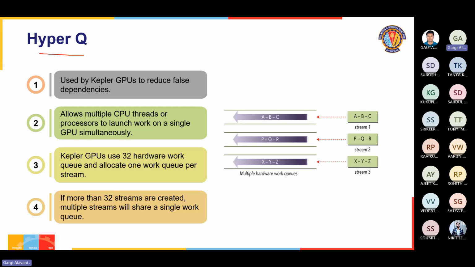So Kepler GPU has 32 hardware work queues and could allocate one work queue per stream. If there are more than 32 streams, then multiple streams will have to share the same single work queue.